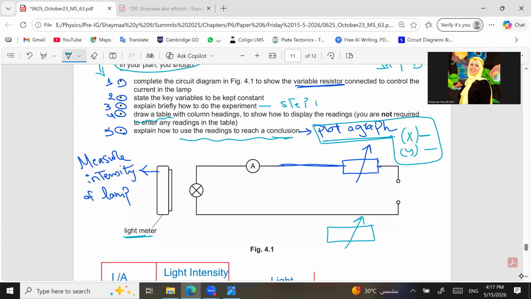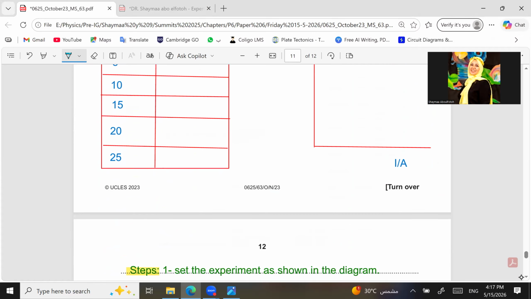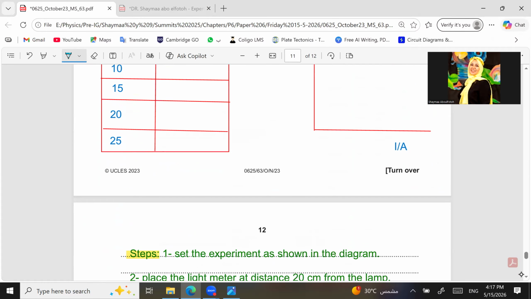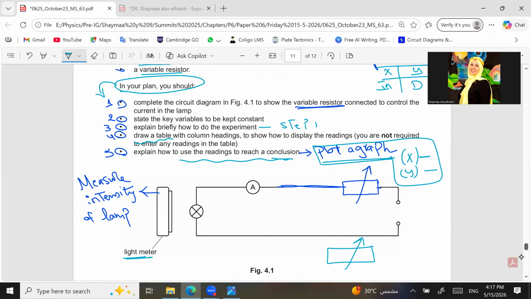So I will write in the investigation at the beginning, you have to set up the experiment as shown in the diagram. And then what will I do? First of all, I fix the light meter in front of the lamp at a fixed distance all the time, for example 20 centimeters. Then what should I do? I change the variable resistor.